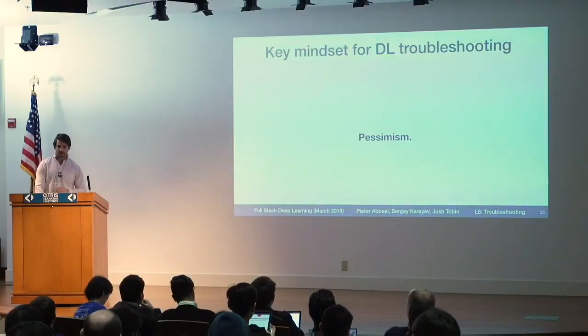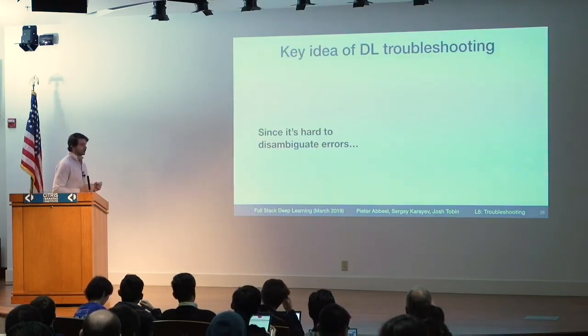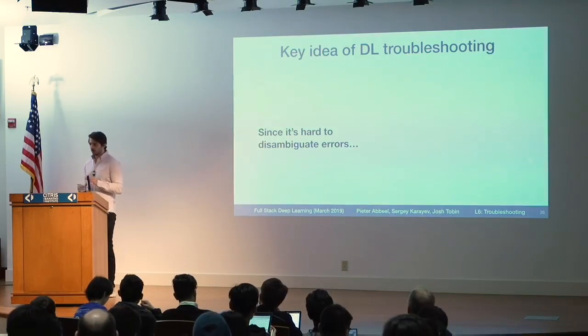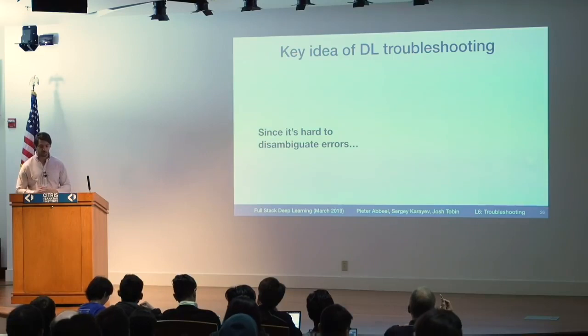Yeah. Be very suspicious. I like that. That's exactly right. It's pessimism. So, I think you need to be pessimistic because since it's so hard to disambiguate errors, you really need to be careful that you're very critically looking at all the choices that you make when you're designing your model and your code base.